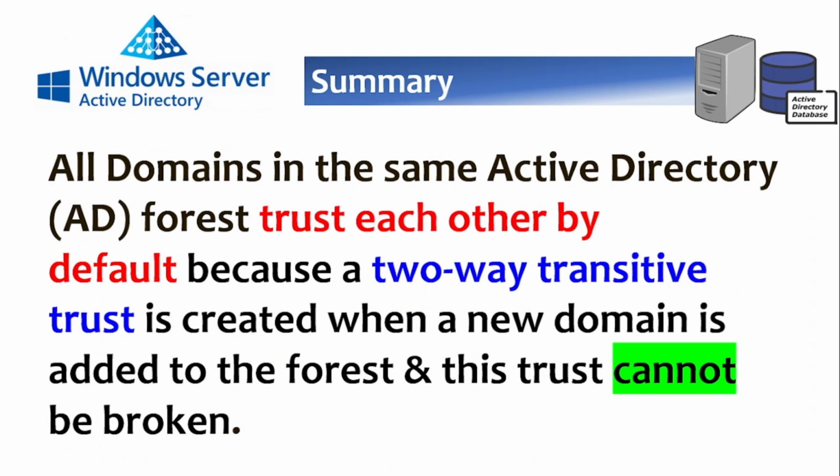Let's summarize it again. The summary is, all the domains in the same Active Directory forest trust each other by default. So as an administrator, we don't have to configure any trust. They trust each other by default because a two-way transitive trust is created when a new domain is added to the forest, and secondly, this trust cannot be broken. So this is the gist, or the crux, of today's session.